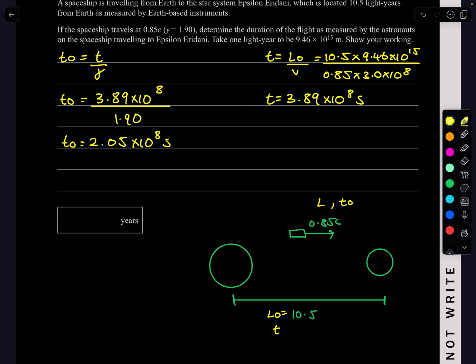Dividing it by 60, we get it in minutes. Divided by another 60, we get it in hours. We divide it by 24 to get it in days, and divided by 365, we get it in years. So basically 6.5 years it will take. It's a lot of time.